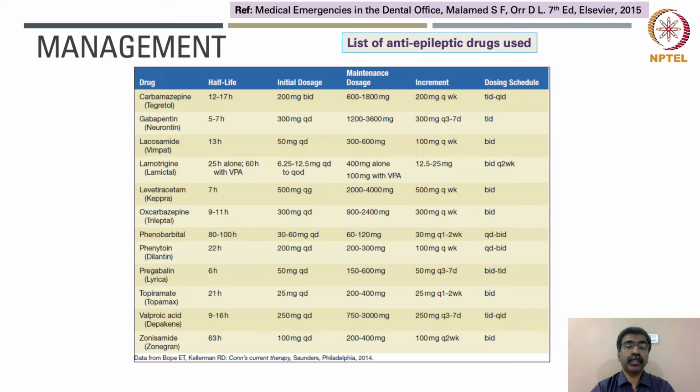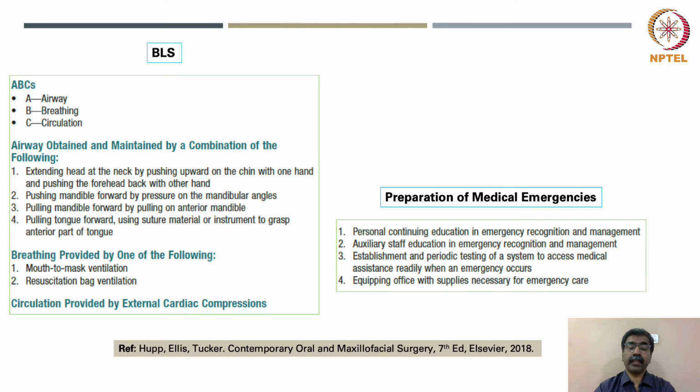These are a list of a few anti-epileptic drugs used. The most commonly used anti-epileptic drug is carbamazepine, also called Tegretol. You have gabapentin, lacosamide, lamotrigine, levetiracetam or Keppra, oxcarbazepine, phenobarbital, phenytoin, pregabalin, topiramate, valproic acid, and zonisamide.